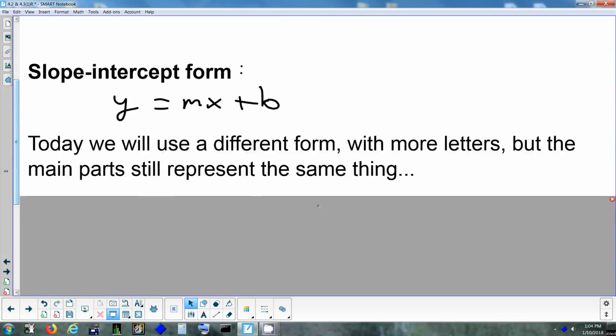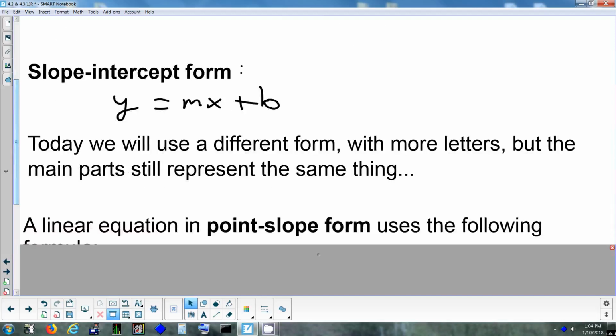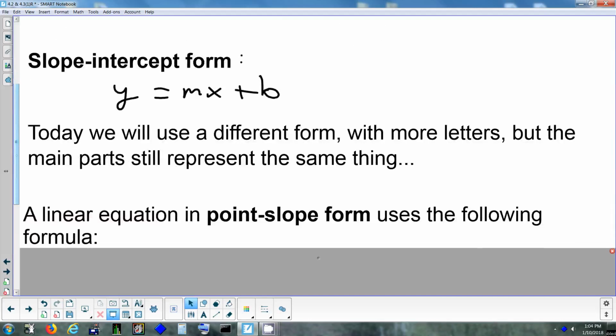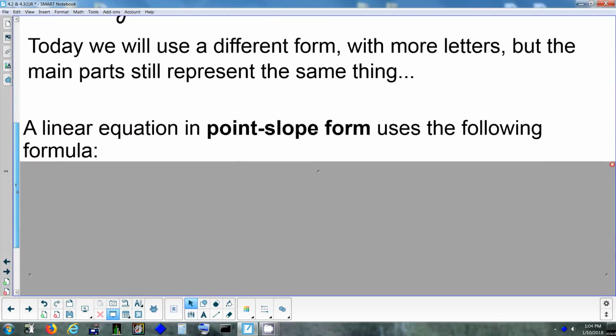There's still going to be a slope, there's still going to be a y, there's still going to be an x. You're going to see a few more letters in that. So before we had y equals mx plus b, when we show you this formula, it's going to have a few more letters. Those letters are probably familiar to us, maybe from another formula, but it's going to have a little bit more. That's all.